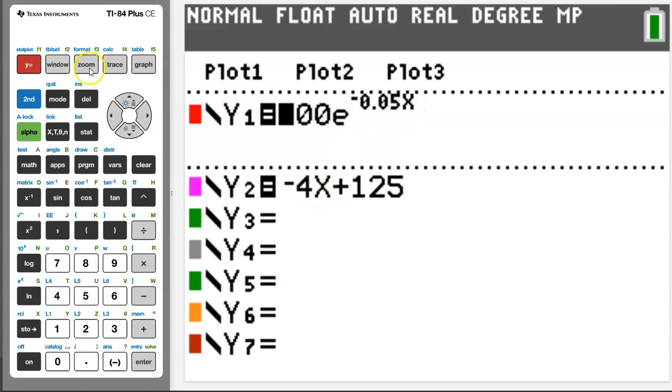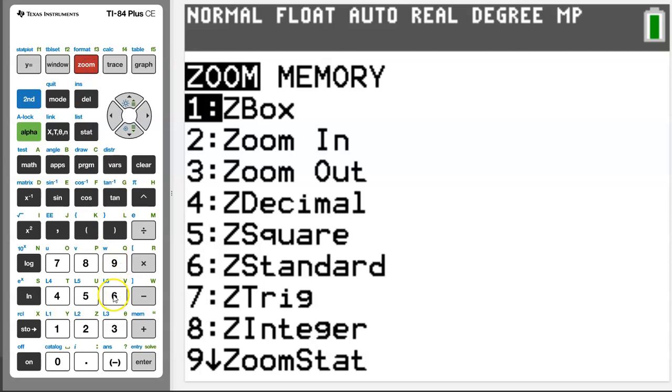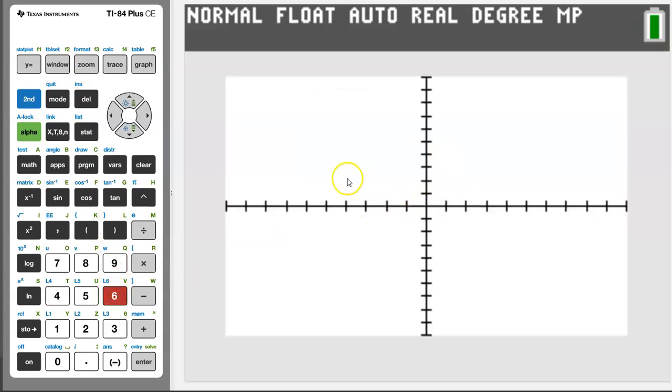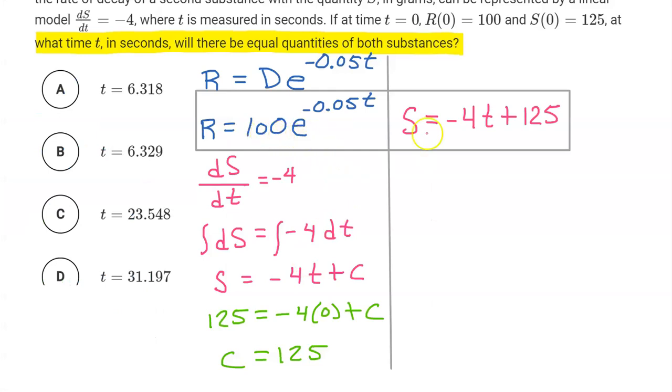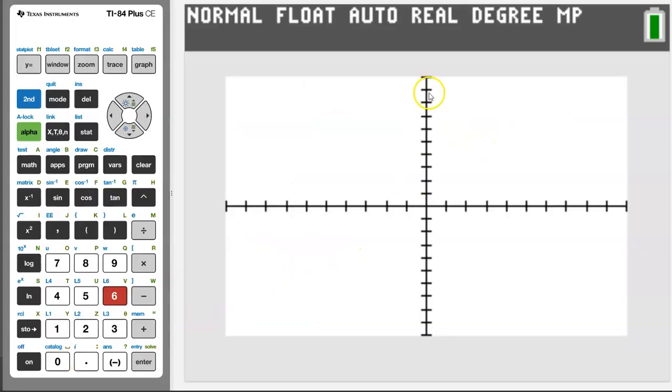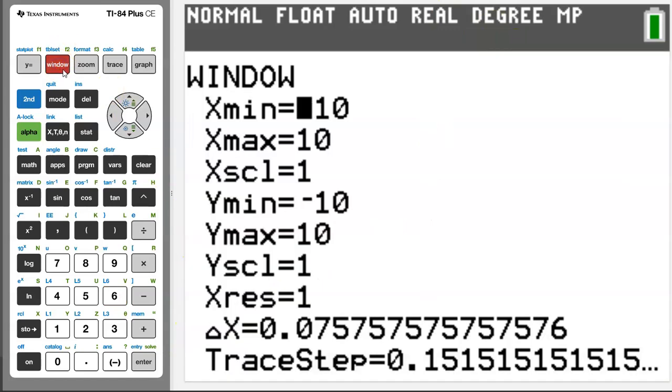So normally I would hit zoom 6 right now. But if I do that, I'm not going to see anything. The reason why is because look at how big these numbers are. I got a 100 in the front here. I have a 125 at the end here. These numbers are very big. And my standard window is 10 by 10. So the graph is going off camera. I'm going to have to adjust the window.